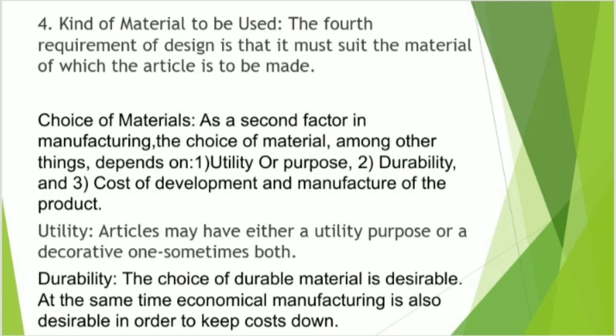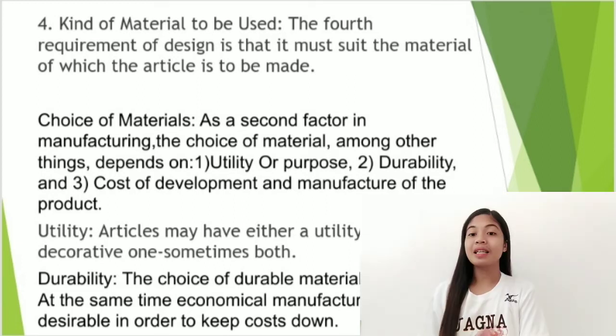The fourth requirement of design is that it must suit the material of which the article is to be made. As an example, we have the case of copper, which is more ductile than any other common metal. Thus, it commands universal use in electrical wiring. Some aluminum wiring, on the other hand, has been developed.